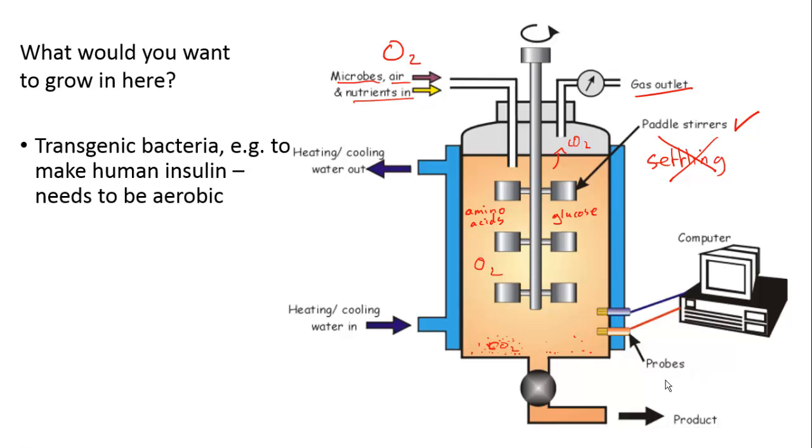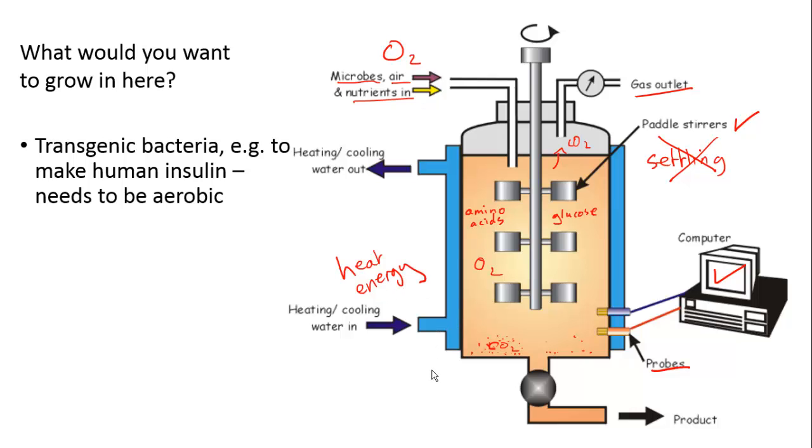How do we know when to do that? Well, we have these probes. They will detect levels of CO2 and of O2, and that will tell the computer what it needs to do. That CO2, of course, is produced by aerobic respiration. Aerobic respiration also generates heat energy.